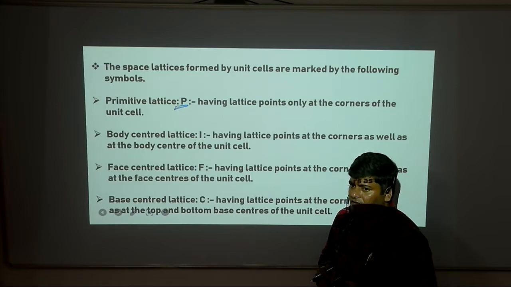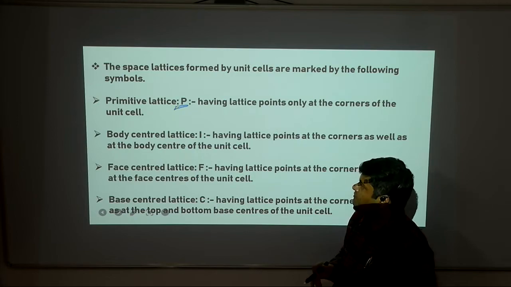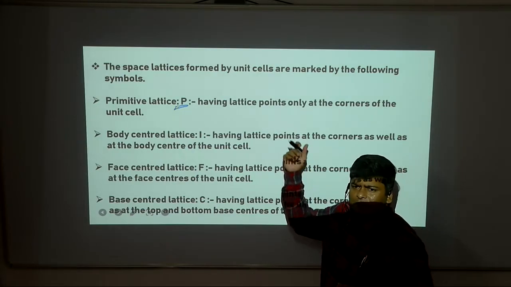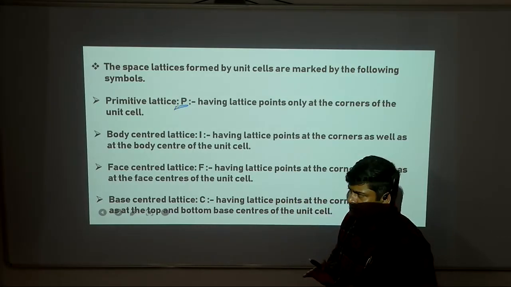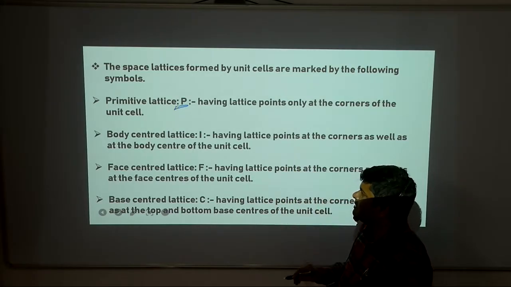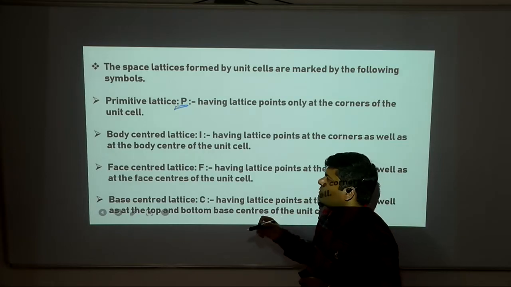What it means? The points are located at the corners only. So basically it is related with the primitive cell, right? And others are related with the non-primitive cell. So one by one we will see the symbol for the non-primitive cells also.